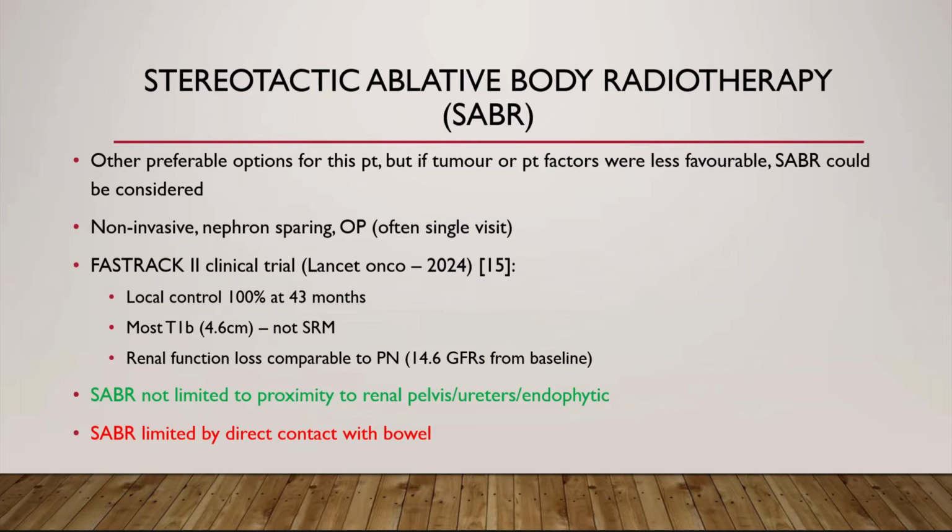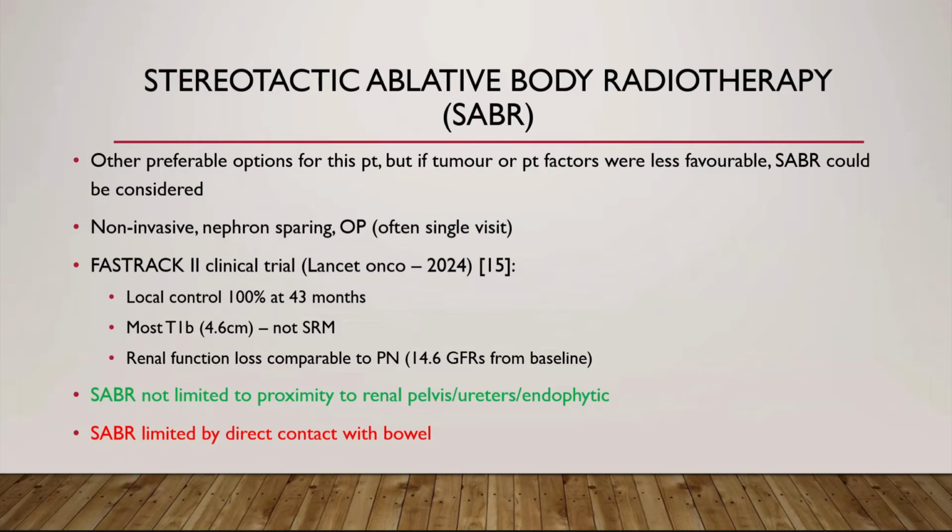And there was a study or a clinical trial called Fast Track 2, which was published in The Lancet Oncology last year. And they found that local control was 100% at 43 months. Most of the cancers were a little bit bigger. They were T1B, and median size was 4.6 centimetres.